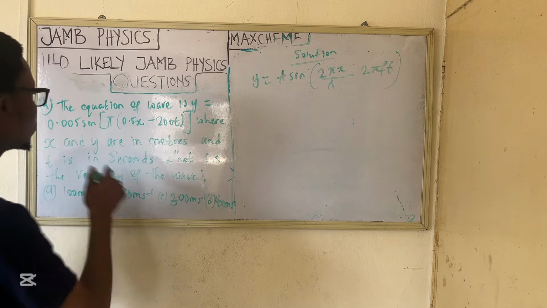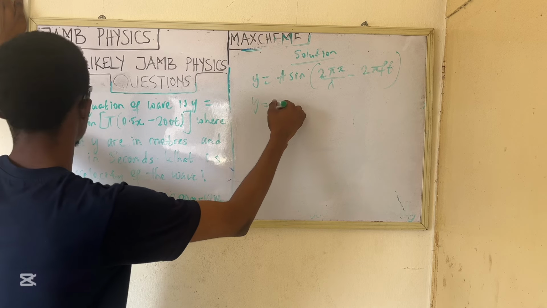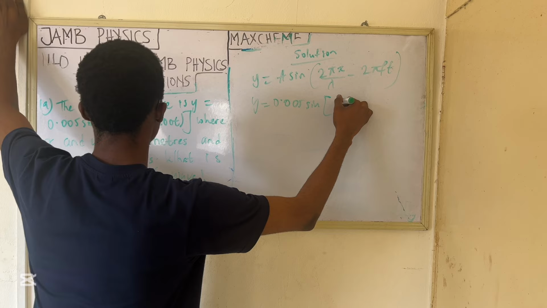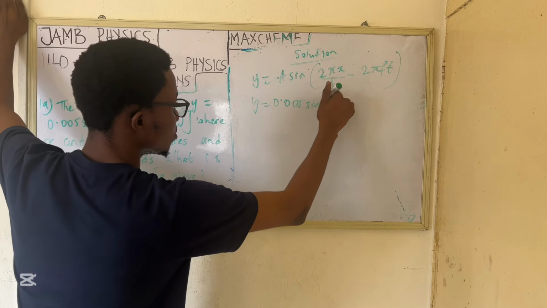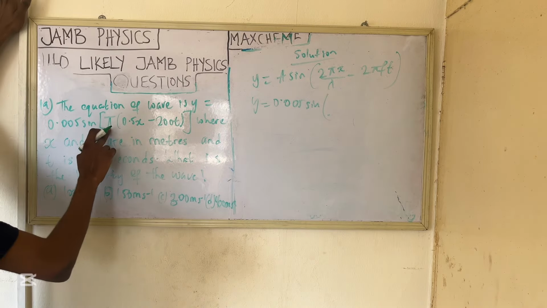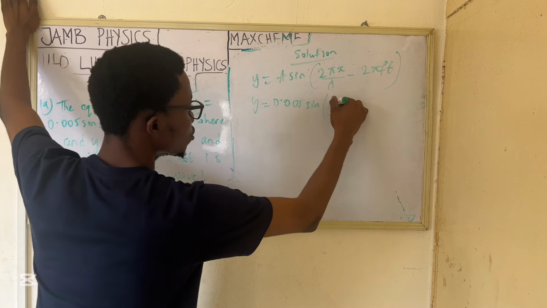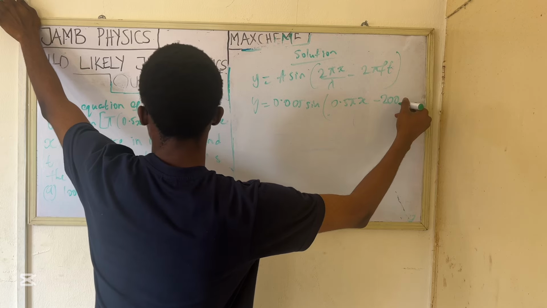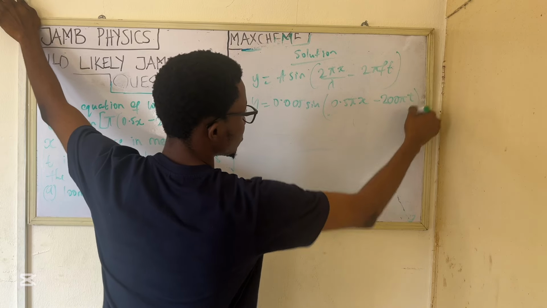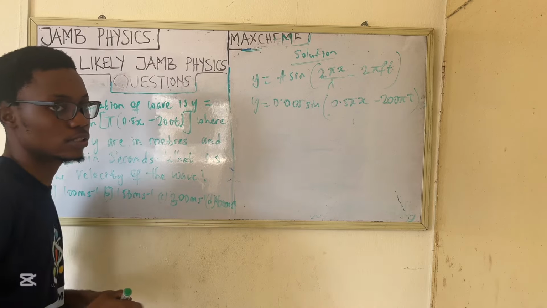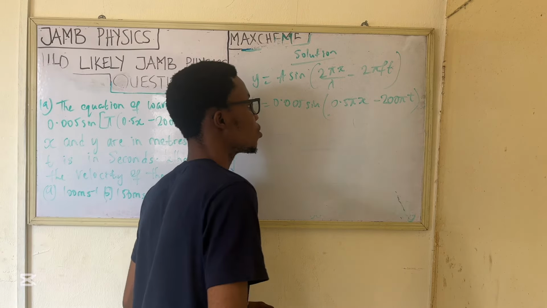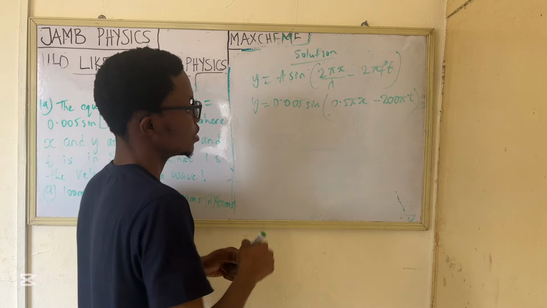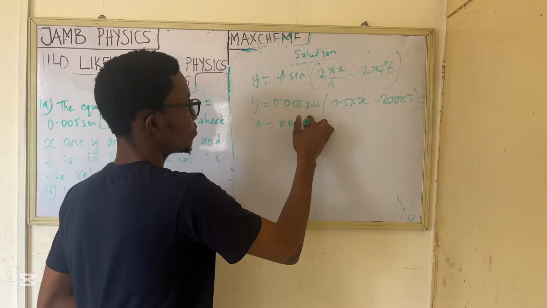You compare the equation we're given in the question, y is equals to 0.005 sine. Okay, let's turn this into a single equation. We have pi here, so let's use pi to multiply the bracket, which gives us 0.5 pi x minus 200 pi t. So this is the equation we're given in the question. What we just have to do now is compare. Now look at this. A sine, that means our A, our amplitude, is 0.005 here.